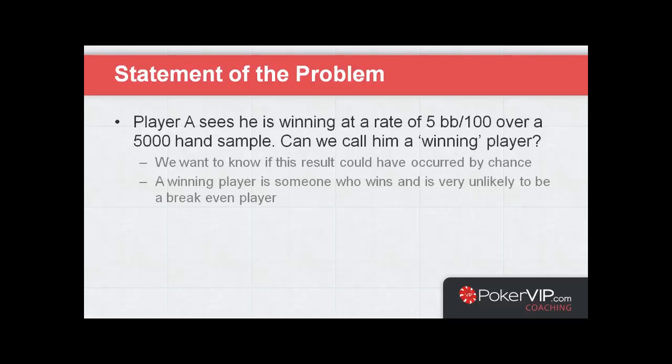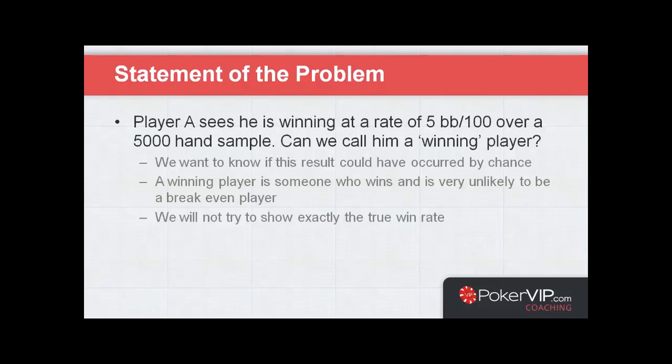In order to define what a winning player is, we're going to take a somewhat mathematical definition: someone who is extremely unlikely to be a break-even player. Now, this does sound like a definition that only a mathematician might love, but it does have a certain precision to it. It essentially tries to identify what the so-called null hypothesis might be and to separate player A from a typical break-even player. A couple of things to keep in mind about this analysis.